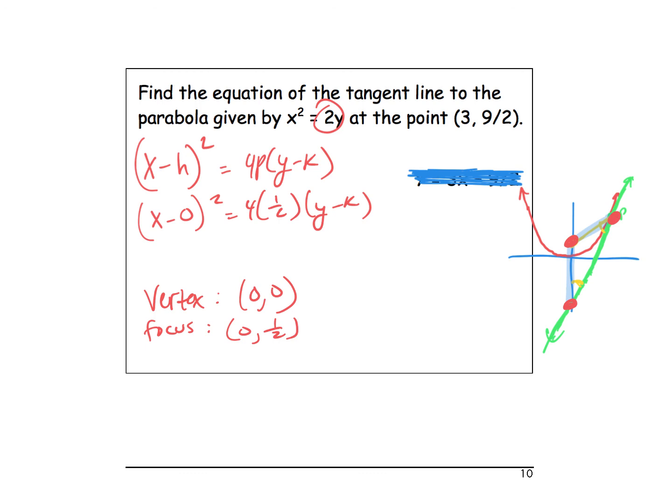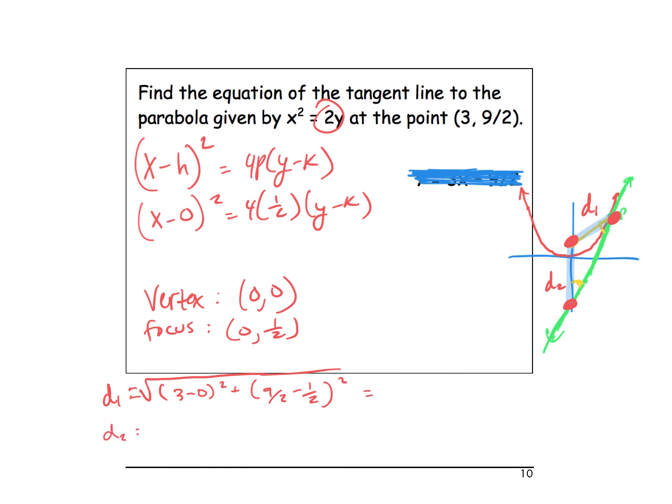Right? So if we call this D1 and call this D2, well, D1 is the distance formula between these points, square root of x minus x1, whatever. So 3 minus 0 squared plus 9/2 minus 1/2 squared. Right? That's what D1 is going to be equal to. We'll find that in a second.